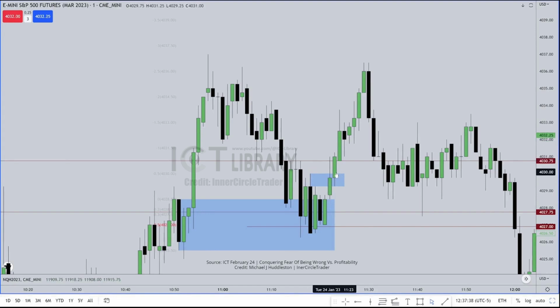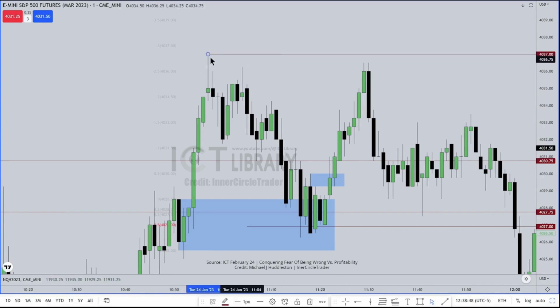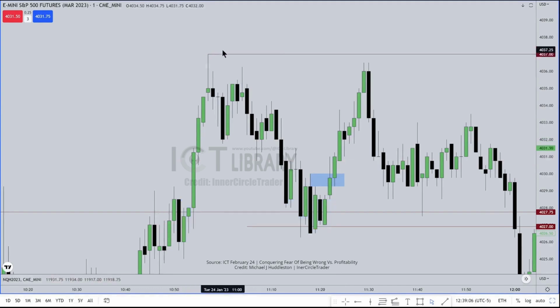4029.25. Wait a minute. Deja vu. Something different here? No, it's exactly the same. The run in price here, you have several things you can look at. You have the buy side relative equal highs here. So we have buy side here. And also, what is the highest closing price?